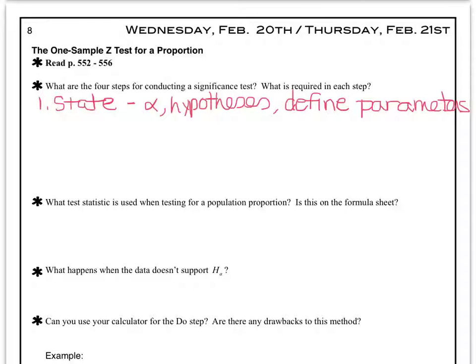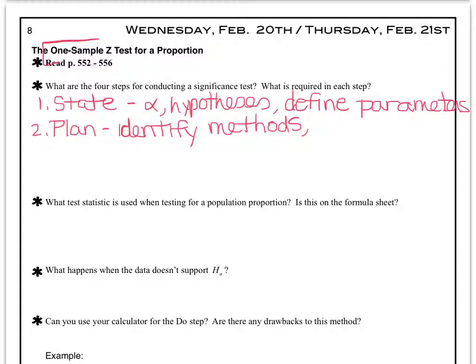Okay? 2, plan. I want to state the method. Okay? With the confidence intervals, it was okay to state the formula, but there is no real formula for this, so you've got to know the names of these. Okay, the name for the one that we're doing right now for proportions is the one-proportion z-test. Okay, you also want to check your conditions.